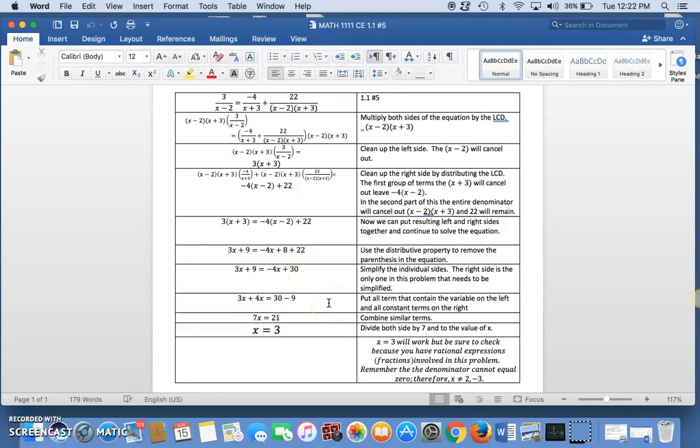Now, pull all the variables to the left and all the numbers to the right. The negative 4x became a positive. The plus 9 became a negative. And that's 7x equals 21. We divide both sides by 7, and x equals 3.